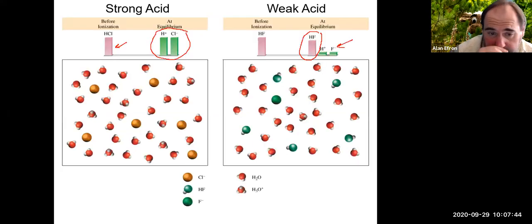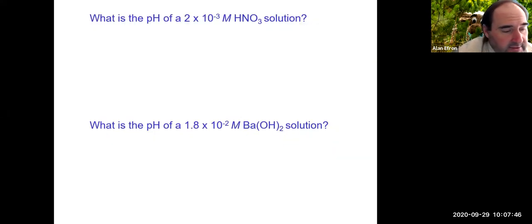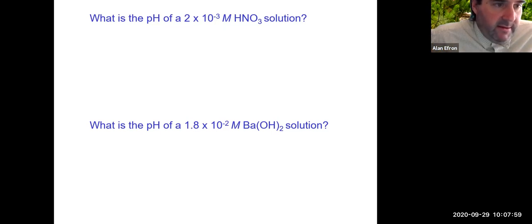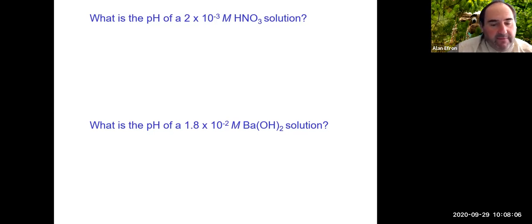All right, so let's talk about these guys here. Some of the examples we've done up until this point have been more generic, where they say the H plus concentration is this, the OH minus concentration is this, what is the pH? Sometimes they may just give you a formula for an acid or a base and ask you to calculate the pH. If it is a strong acid or strong base, you can use the formula to figure out the concentration you need, and then calculate the pH.